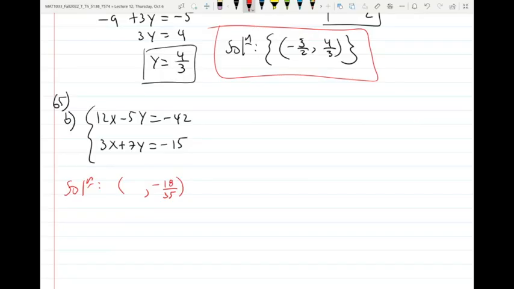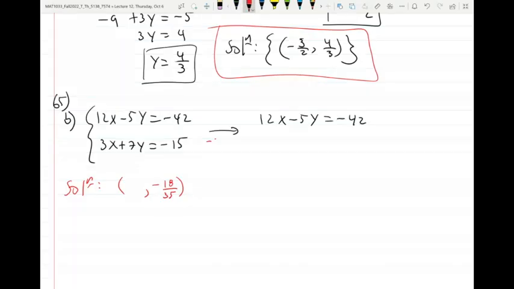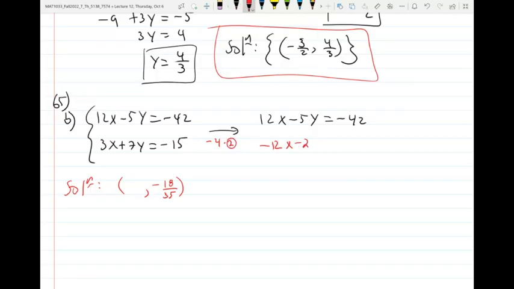Let's do it again. Does everybody understand that it's easy to eliminate x, and therefore we just need to multiply the bottom equation by -4? Yes? All right, so let's do that. The first one, we're going to keep the way it is. And the second one, I'm going to multiply by -4. So what do we get? We get negative 12x minus 28y equals positive 60.